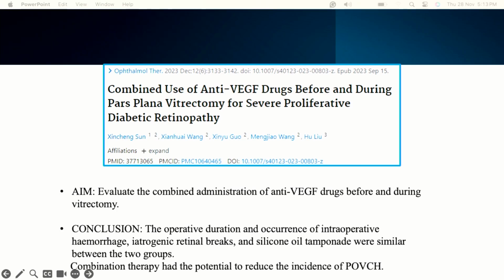They gave the explanation that the anti-VEGF which is injected pre-operatively gets washed out during the vitrectomy, and also there is a post-operative surge in VEGF levels due to the surgically induced trauma and the inflammation, which is responsible for the post-op vitreous cavity hemorrhage.